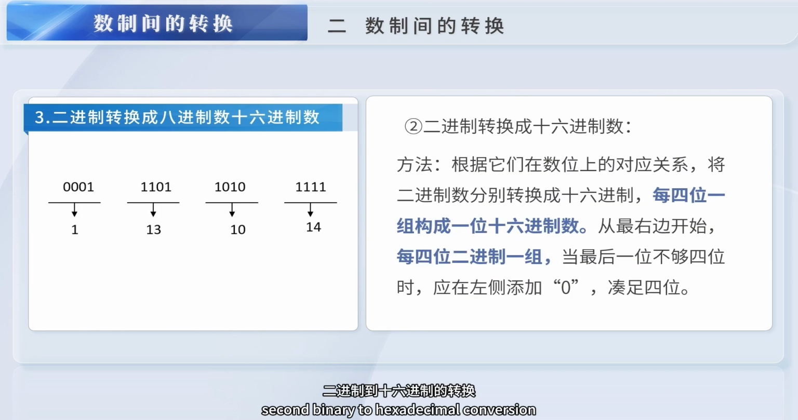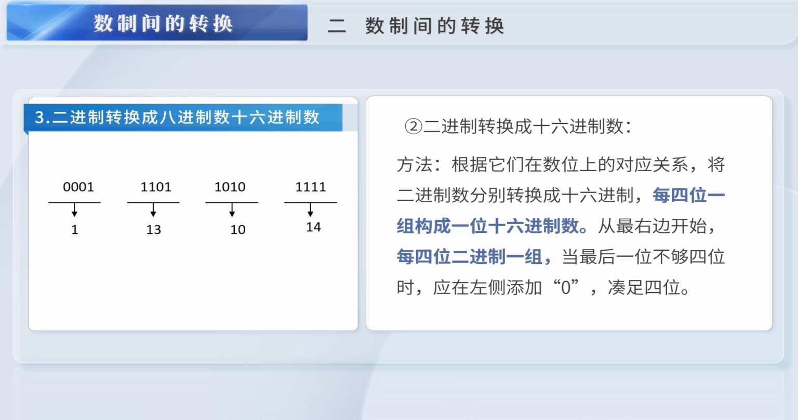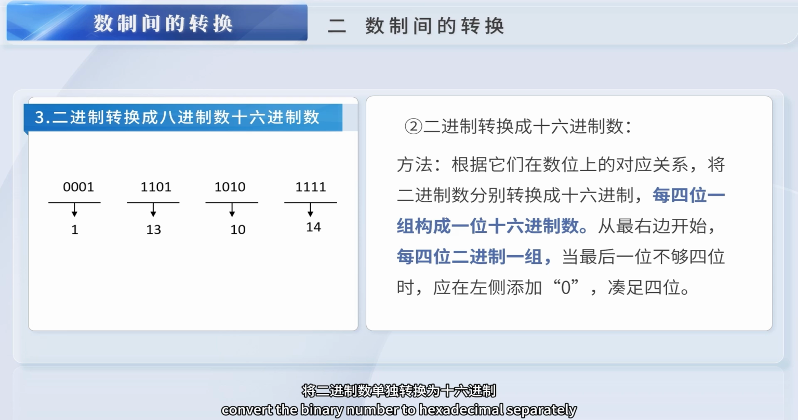Second, binary to hexadecimal conversion. The method is based on their corresponding relationships in terms of digits. Convert the binary number to hexadecimal separately. Each 4 bits form a group to form a hexadecimal digit. Starting from the right, each 4 binary digits form a group. When the last group is less than 4 bits, add zeros to the left to make up 4 bits.